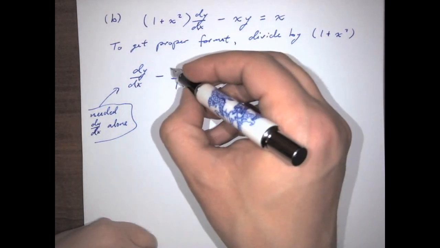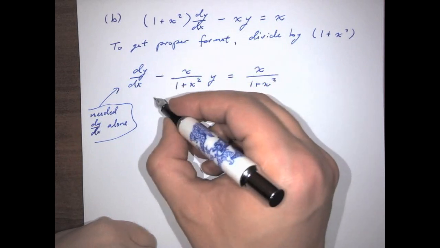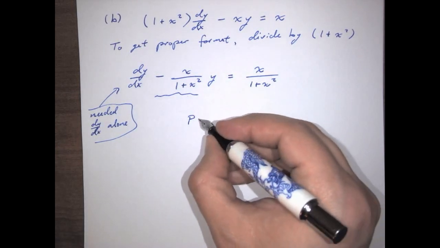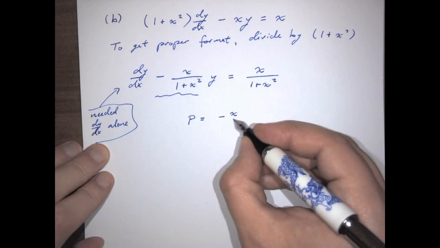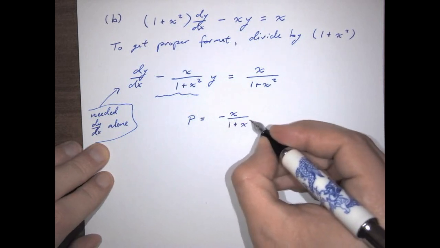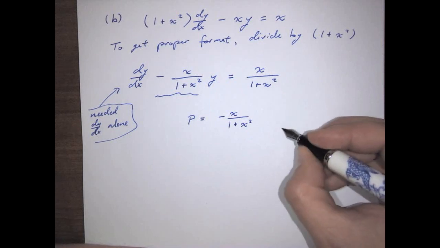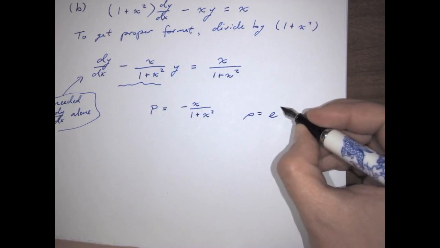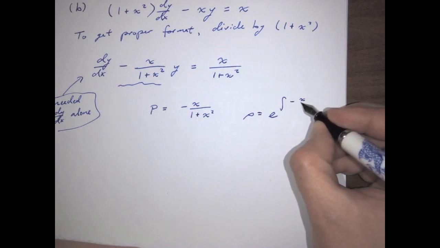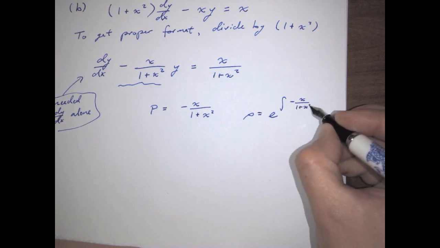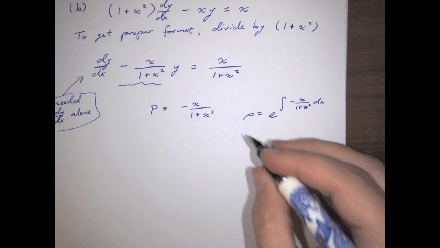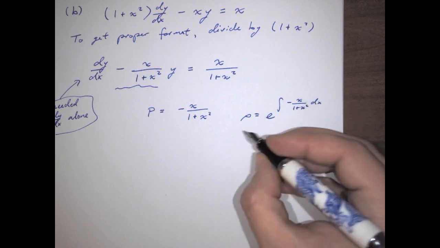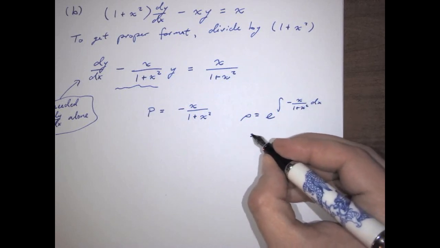Okay, well now that we have this, we can make our judgments, and so here we can say that p is equal to negative x over 1 plus x squared, and that's going to mean that rho is equal to e to the power of the integral of negative x over 1 plus x squared dx, which then is going to be the same if we do a little bit of cleanup here, and I can use the alternate notation.